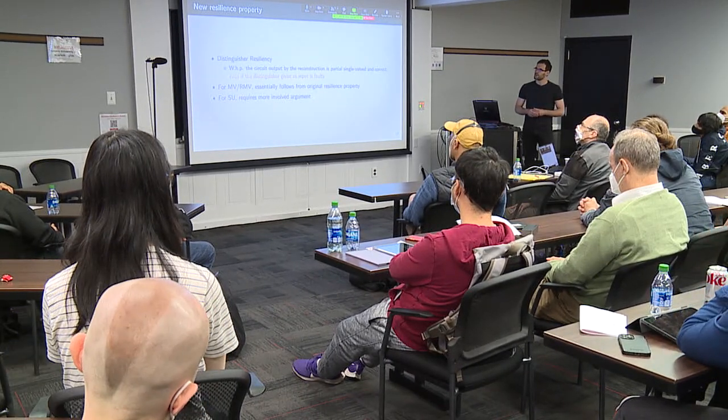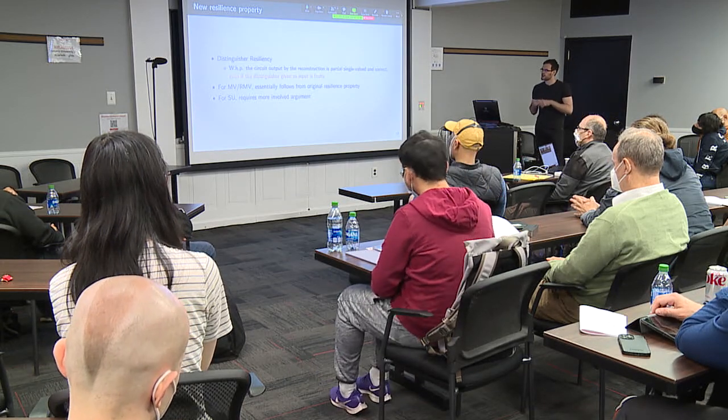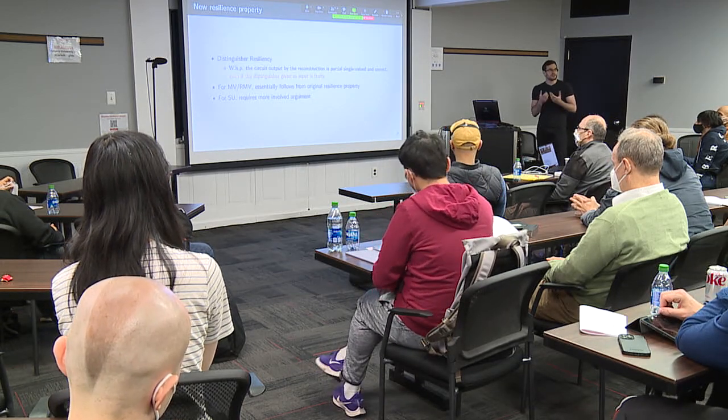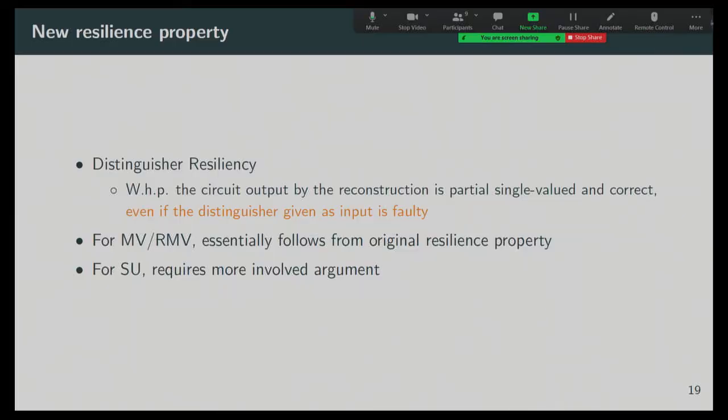No. And then for the Chen-Tell-Williams generator, this requires a more involved argument. Indeed, because as far as we know, it's not resilient in the same sense as NV and RMV are. Right? But it turns out that it has this key property, and we can use it in our results.